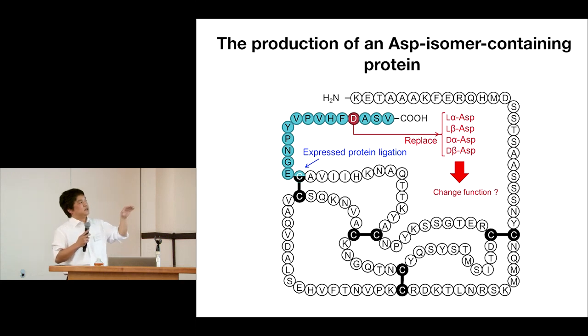On the other hand, the blue line shows a chemically synthetic peptide. I synthesize the peptide, and I replace the aspartate in one place with the other aspartate, and chemically ligated the both to make the protein. By this way, we could make some kind of protein containing the pinpoint abnormal aspartate.